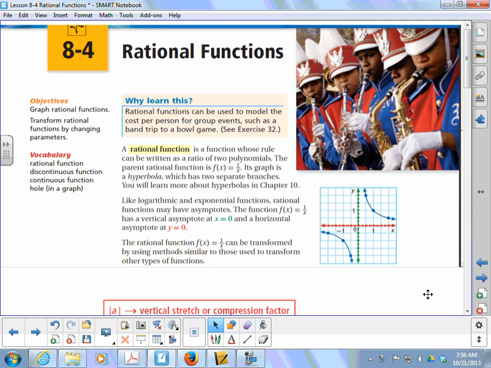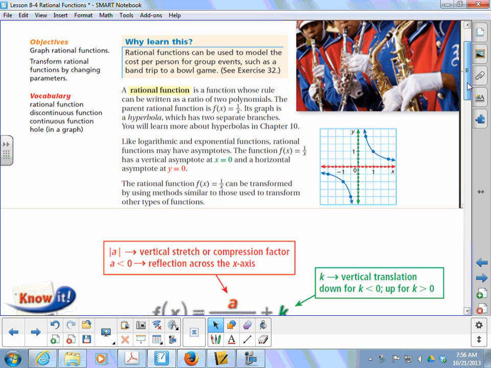All right, so rational functions. We've looked at adding, subtracting, multiplying, and dividing rational expressions, and so we're going to look at the functions then. All the rational functions basically work off the parent function 1 over x, which is this graph here. And with this graph, you'll see that there are asymptotes.